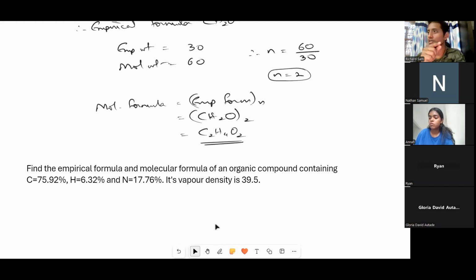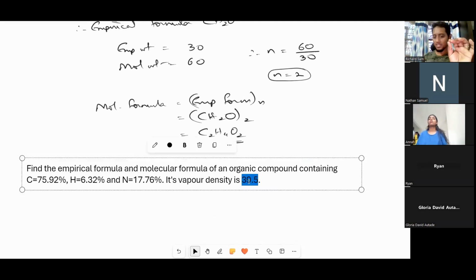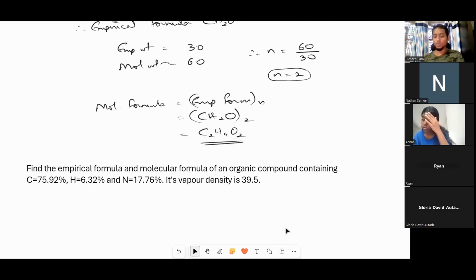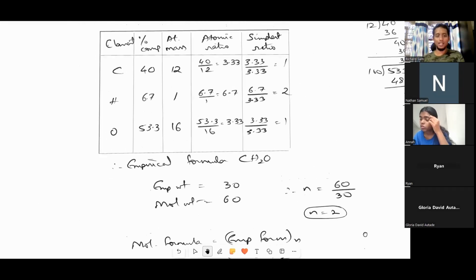Next question, write down. What is different in this question from the previous question? They didn't give the molecular weight. They gave vapor density. So it's very simple. Take the vapor density, 39.5. Multiply it with 2. You will get the molecular weight. So that is your third and last formula.